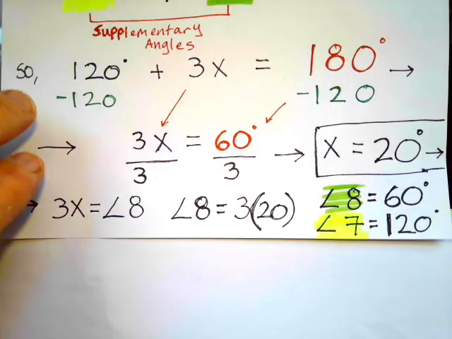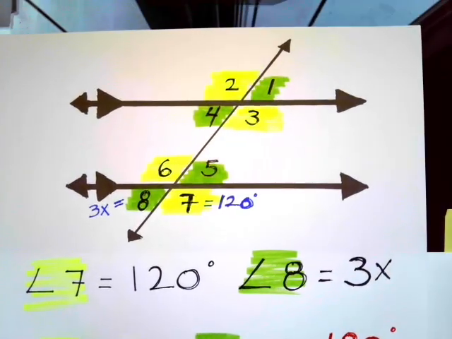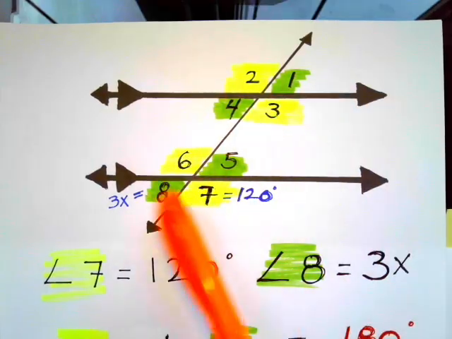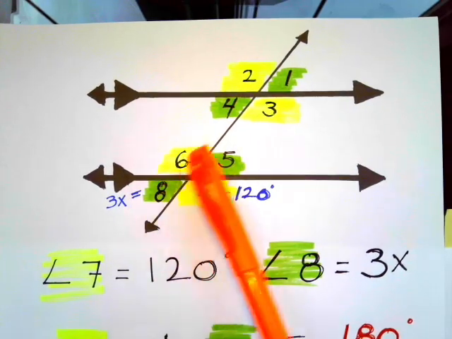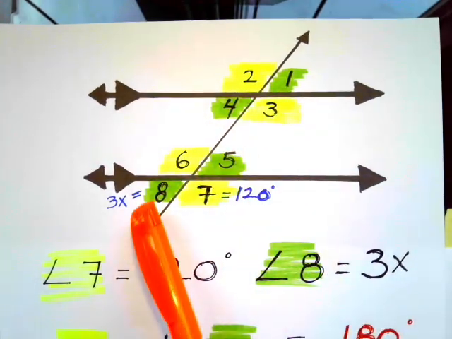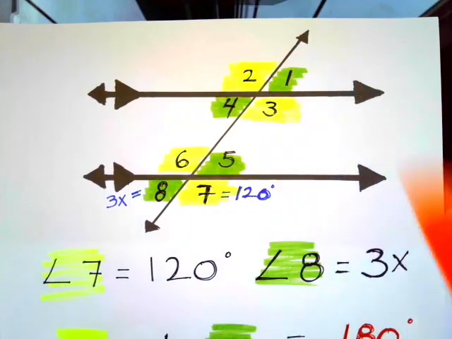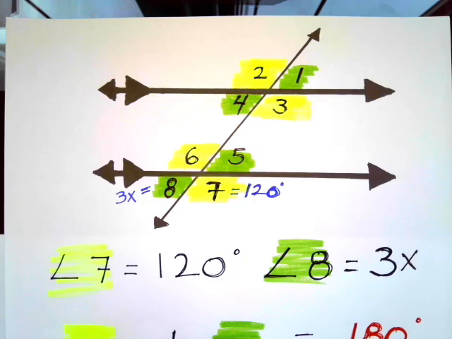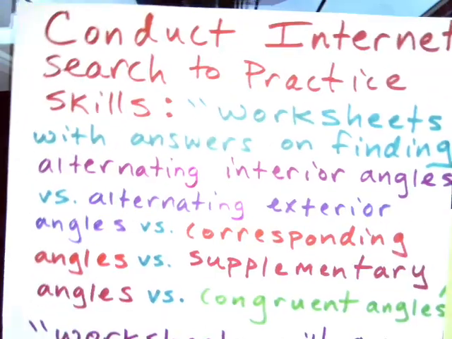So now, if you wanted to, you could come back and fill in the remaining values on the chart here. All the yellows will be 120. All the greens will be 60. And you figured out all of the angles on this diagram. Okay? So that is how you're going to answer that particular type of question.